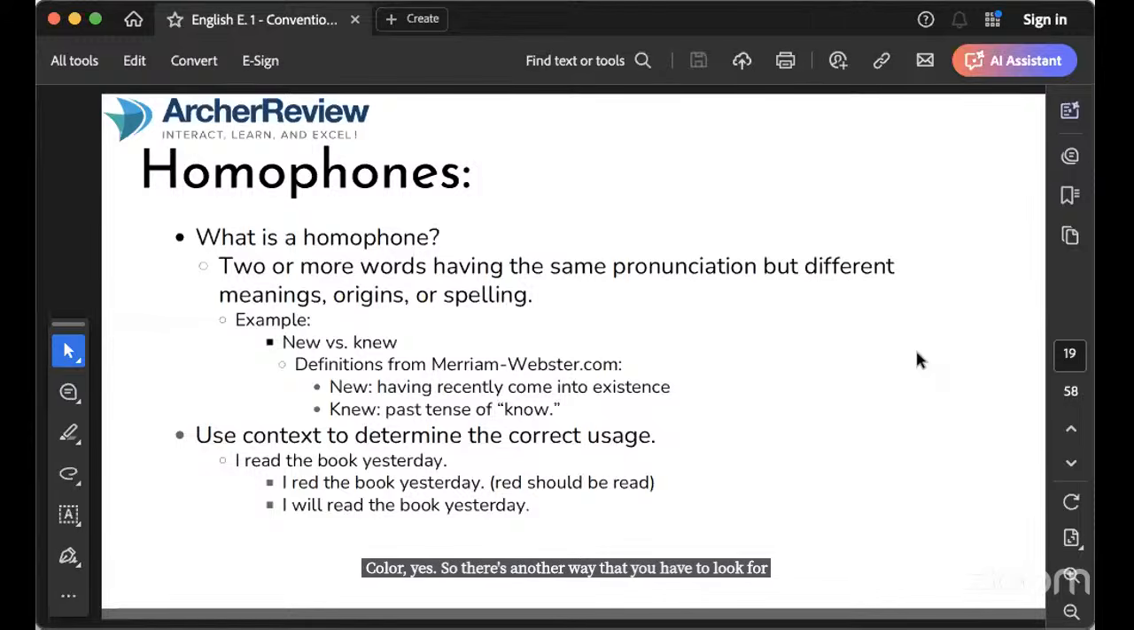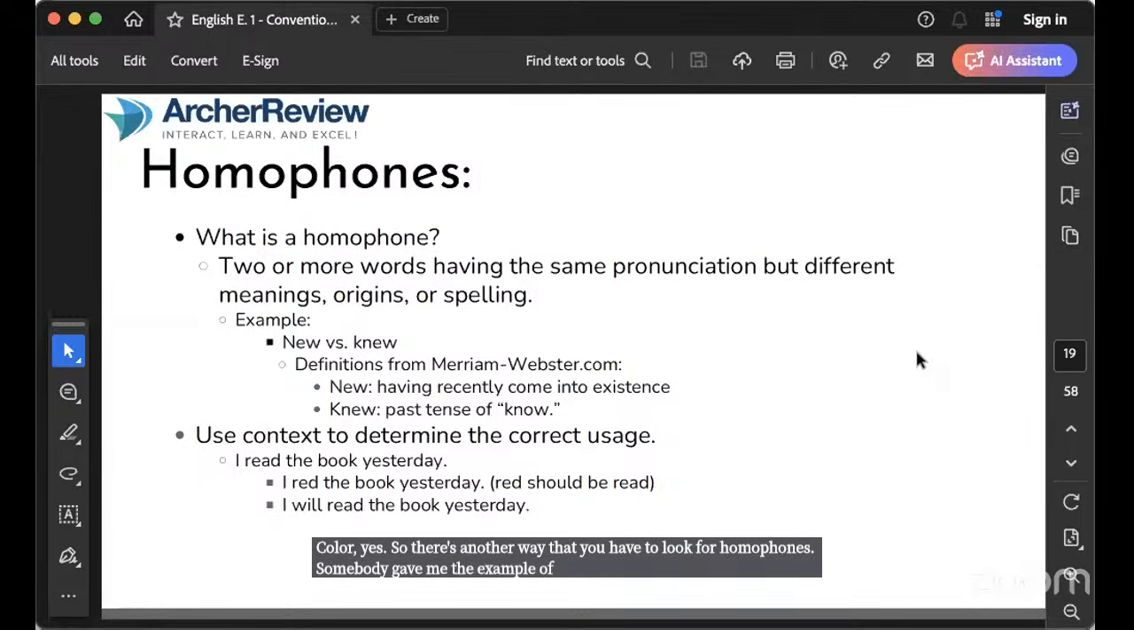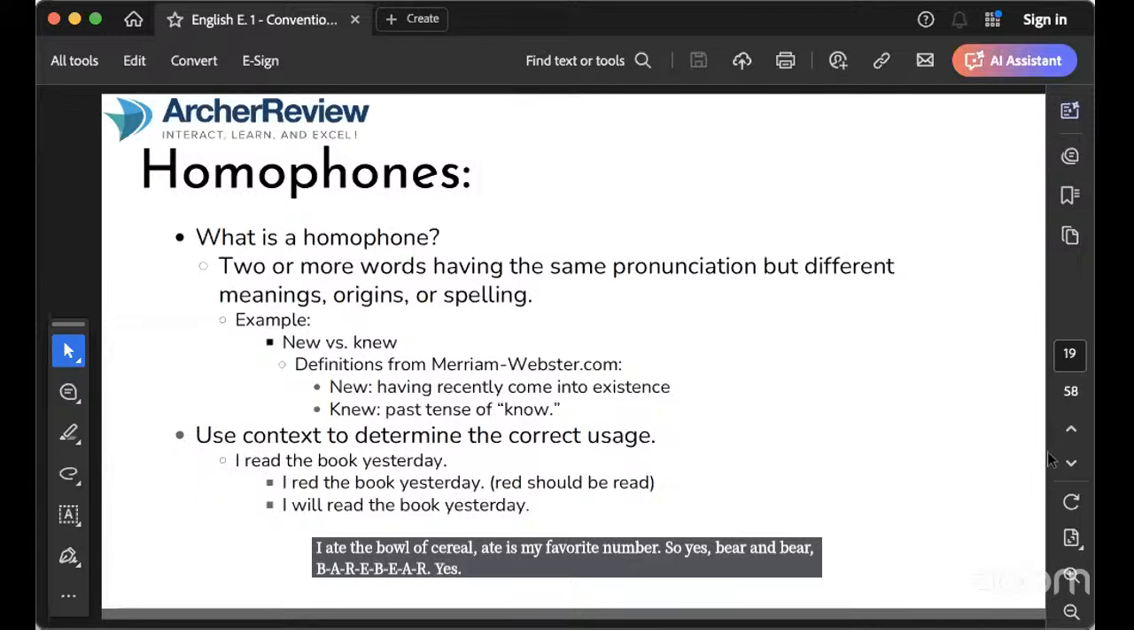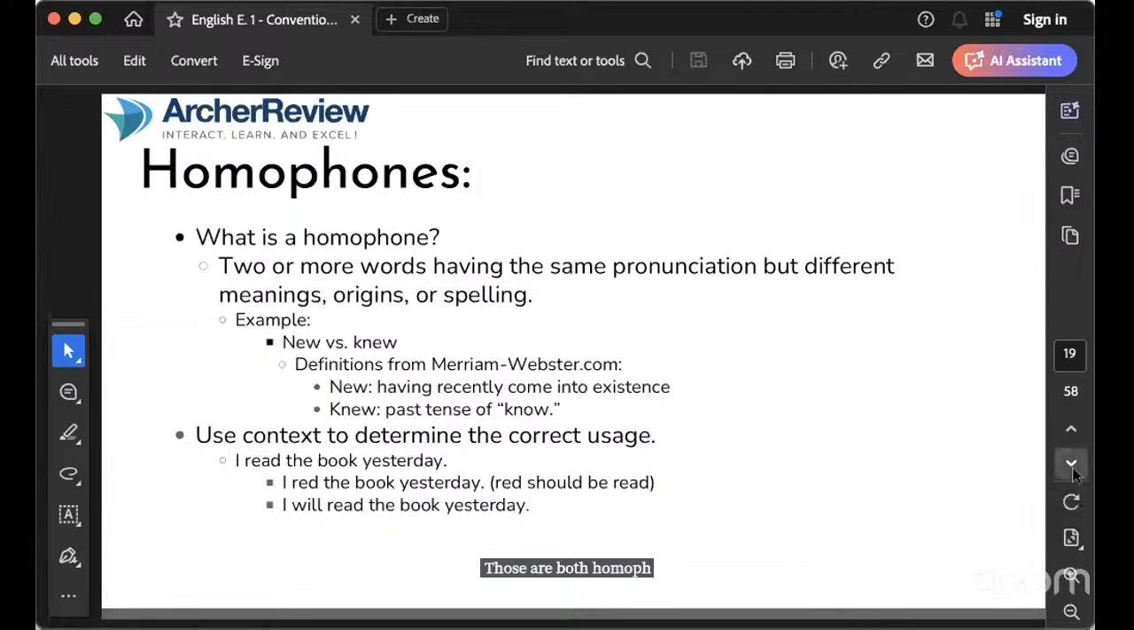Somebody gave me the example of ate, A-T-E, and eight, E-I-G-H-T, like I ate the bowl of cereal, eight is my favorite number. So, yes, bear and bare, B-E-A-R, B-A-R-E. Yes, those are both sets of homophones.